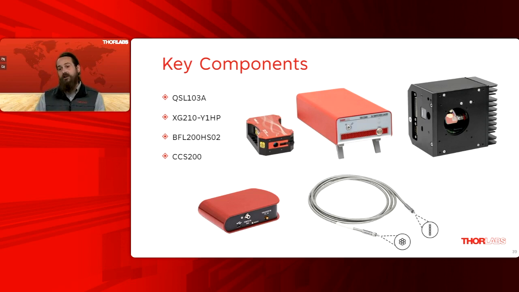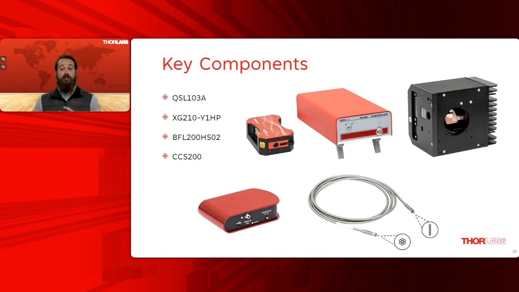Now, the fiber I didn't talk about much, but its choice is quite important. We chose a fiber bundle with 7 fibers inside. And more specifically, it's a round to linear fiber bundle. So at one end, all the fibers are bunched up in a round. The other end, they're all linear. And that's important because we want the round end to collect the most plasma light we can. But when it goes into the spectrometer, we prefer a linear end to better align with the slit inside the spectrometer. And lastly, speaking of spectrometers, we use the CCS-200 for this application.